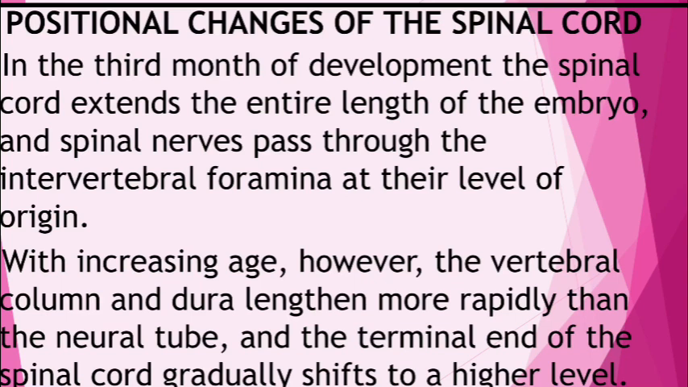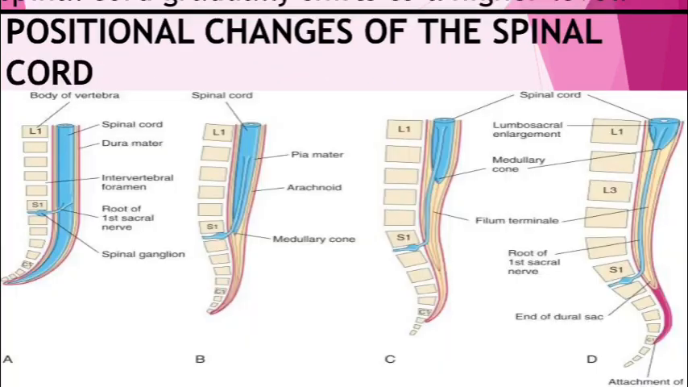If you're actually doing a lumbar puncture for a child, you have to go lower to the level of L4 to L5, so that you avoid the spinal cord, you don't injure it. So you have to bear in mind the positional changes of the spinal cord when you are doing lumbar puncture. Now, molecular regulation of the spinal cord development.